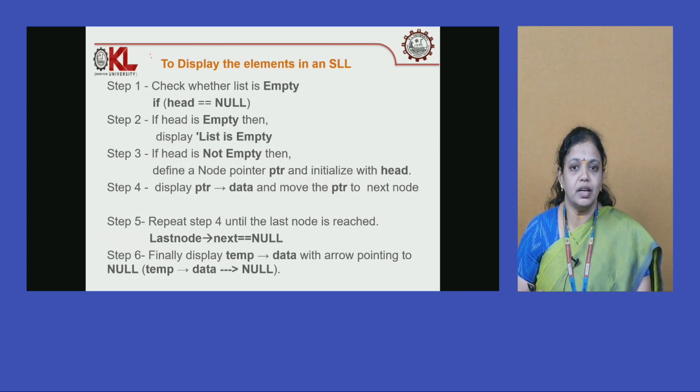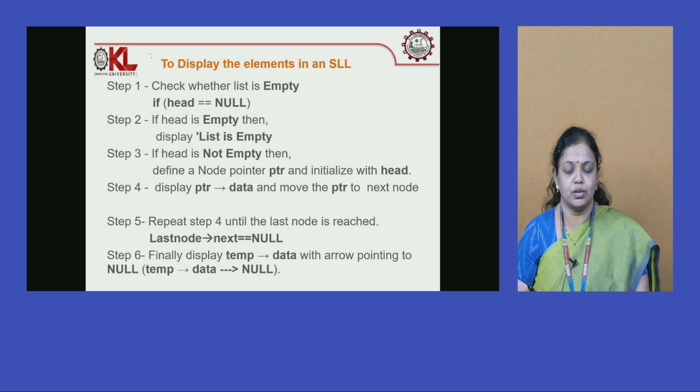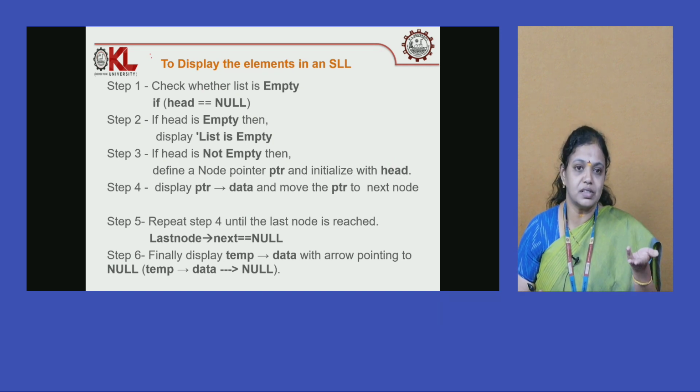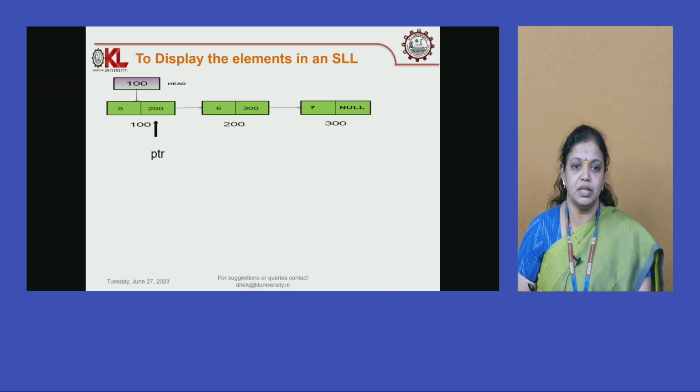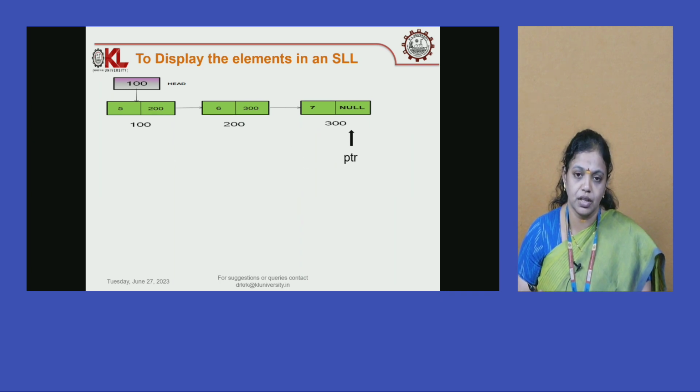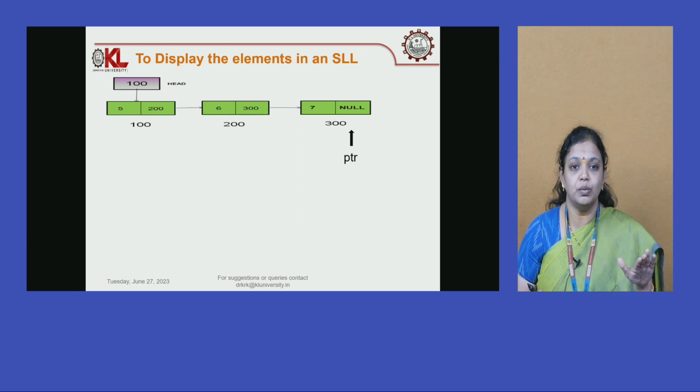So now, displaying the elements in a singly linked list. Of course, this is also very simple. Step number 1: if the head is null, then the list is empty, no elements to display. What is the second step? Head is not empty. Then you define a PTR, go to the next, display the data. Again go to the next, display the data. Finally, once PTR of next is equal to null, I will stop.